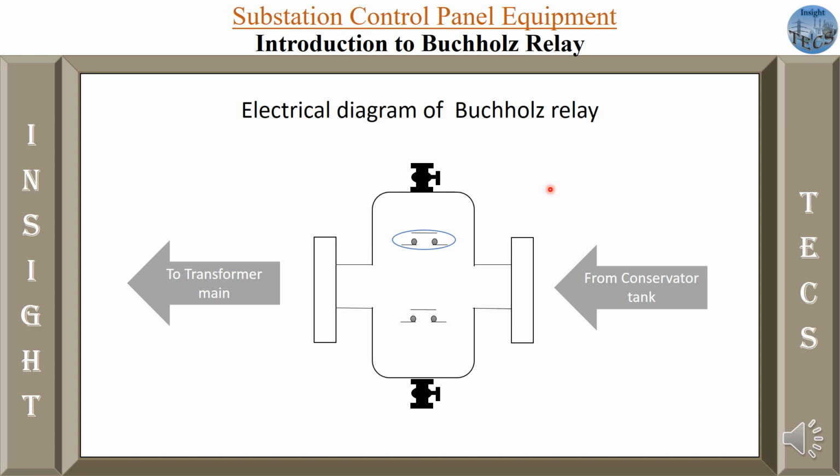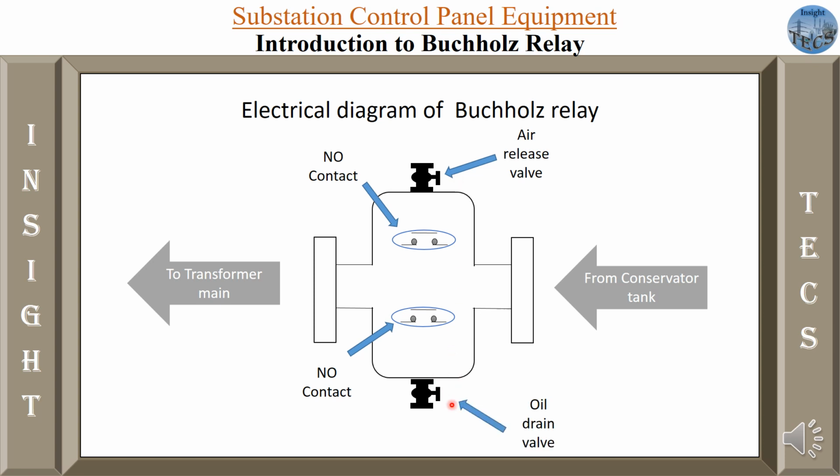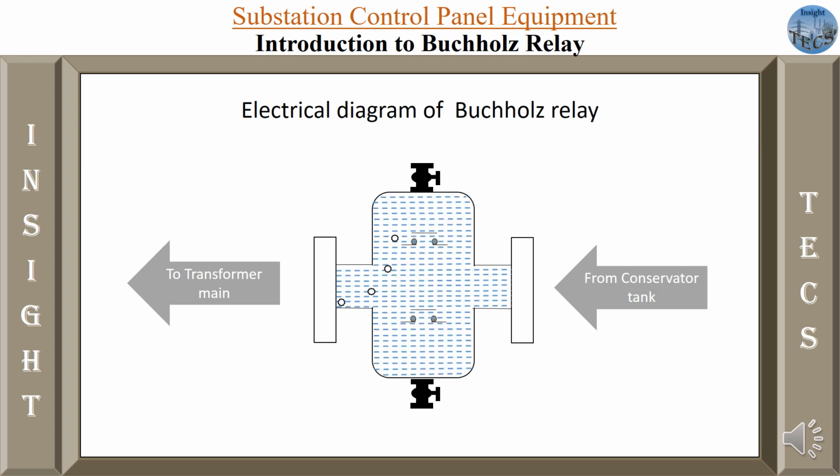Now let us understand the electrical diagram of the Buchholz relay. There are two basic contacts inside the Buchholz relay. The first contact is a NO contact, normally open, and the second contact downwards is also a NO contact. There is an air release valve on the top of the Buchholz relay, and at the bottom there is one oil drain valve. Let us assume here a Buchholz relay filled with oil for a transformer. What will happen when some fault occurs inside the transformer, due to which gases are produced, and how is this Buchholz relay operated? Let us now understand that.